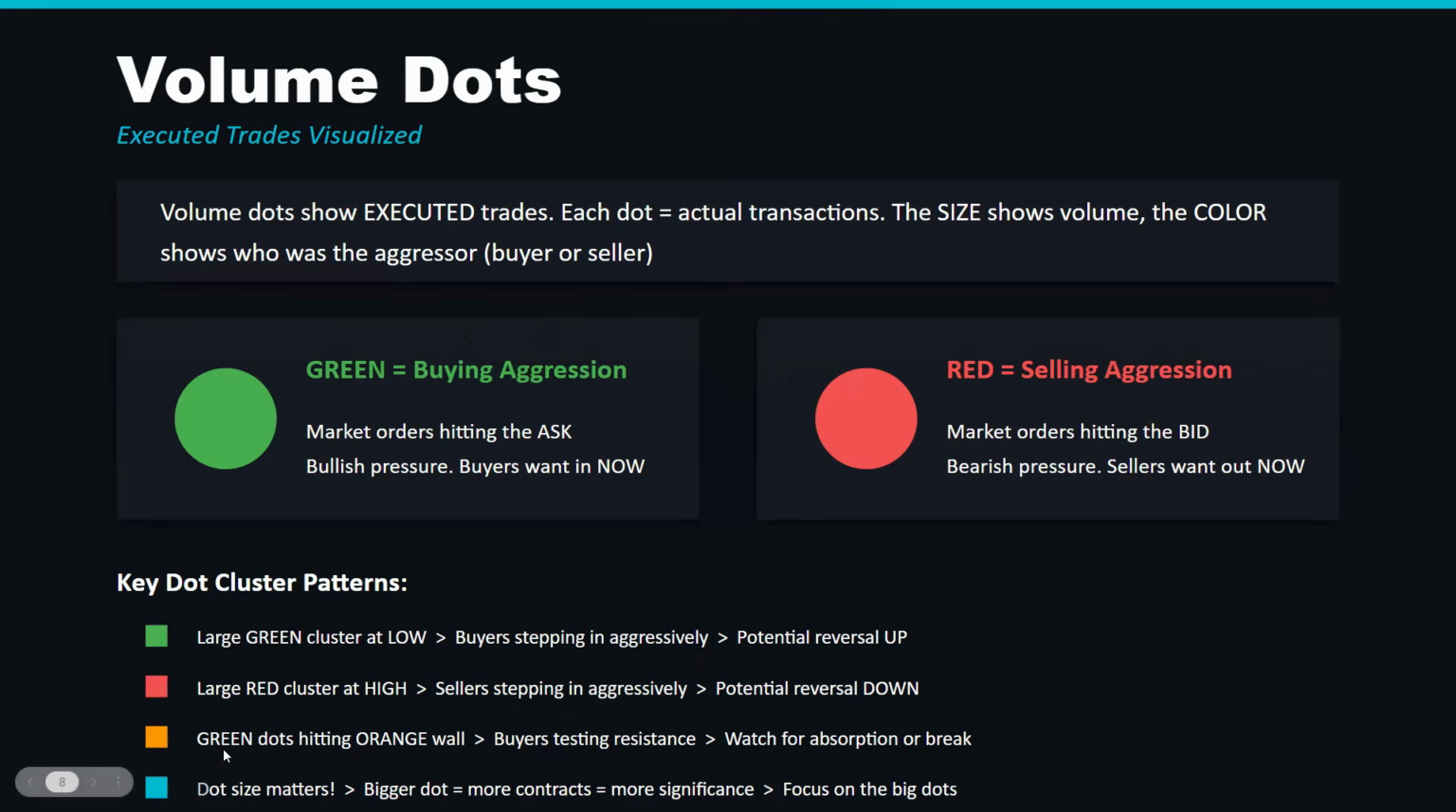And then green dots, so bullish pressure hitting an orange wall. That means buyers are testing resistance in this case. And you want to watch for either an absorption or a break, and then you would kind of plan your trade accordingly. Same thing, dot sizes matter.